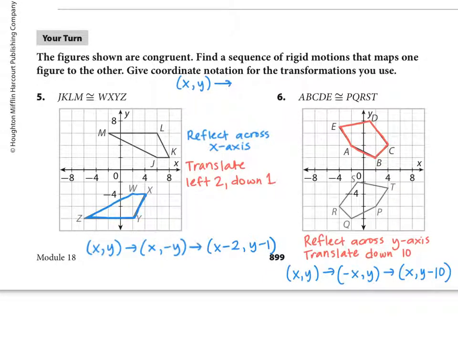Let me walk you through how I came up with my solution for number 6. So I took this shape, what I have outlined in red. And by the way, here's a tip. Because of the congruence statement that it gives you, you know that A is the preimage and it goes to P. So I want to make this go here, and you want to make B go to Q, and so on. So what I did was I reflected it across the y-axis, as you see down at the bottom. So across the y-axis would make it look like this. Then I went down 10.